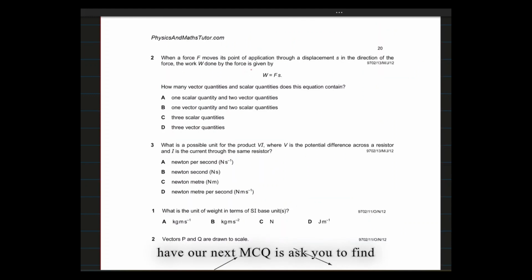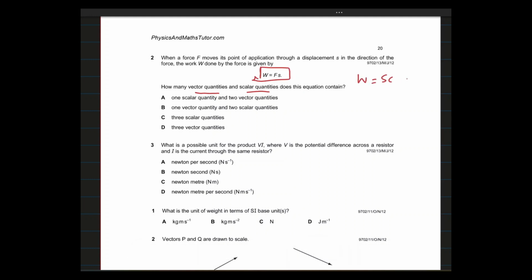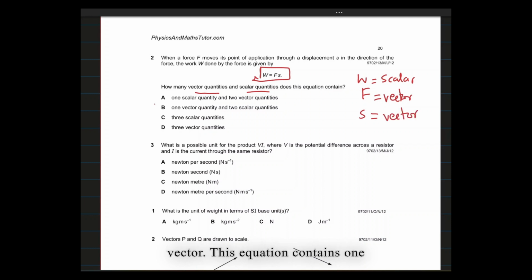Our next MCQ asks you to find how many vector and scalar quantities are in this equation. This equation is of work done. We all know that work done is scalar. Force is vector, and S, that is displacement, is also vector. This equation contains one scalar and two vector quantities.